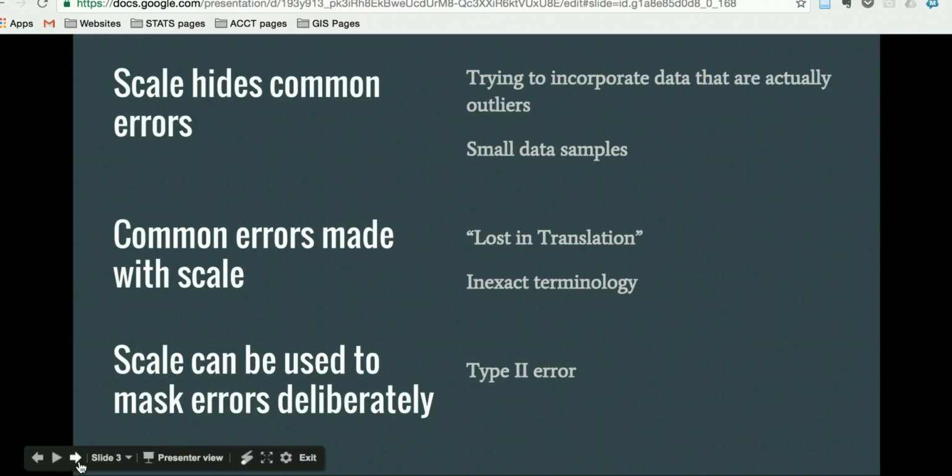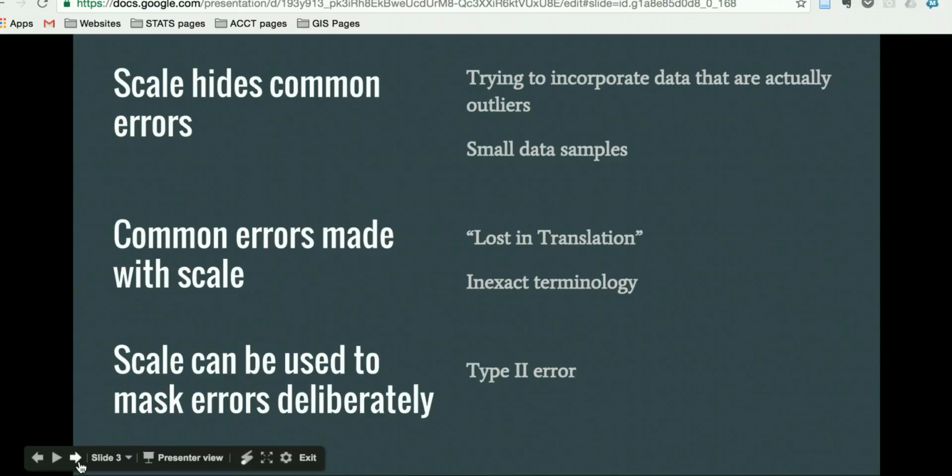Common errors made with scale by people who maybe don't understand how sensitive data can be to scale manipulation are that things can get lost in translation sometimes. Research results are picked up by journalists in particular, or even layout editors. A layout editor might tweak the size of a graph to make it fit into a column or something like that, and they don't really have an understanding of how their small change alters the presentation of the data. This also happens when researchers use scale-related terminology that's really inexact, like rarely or commonly, in that it changes how people interpret what they see on the page.